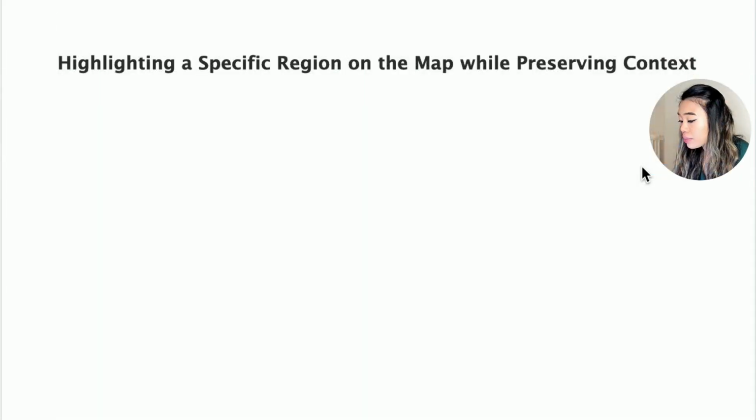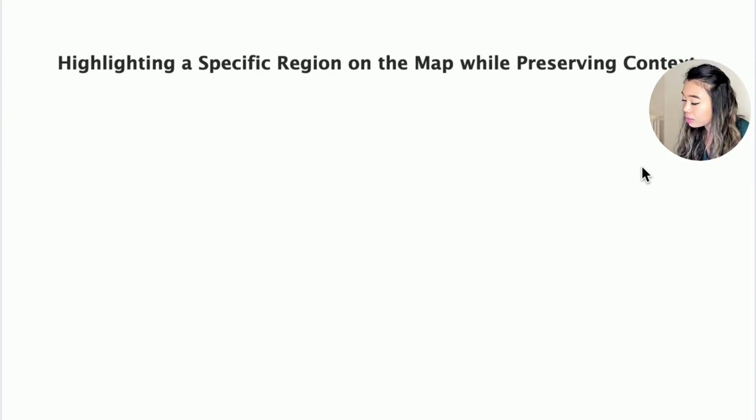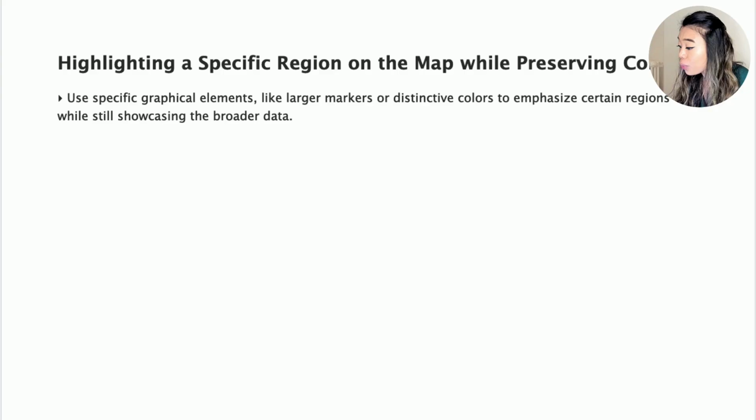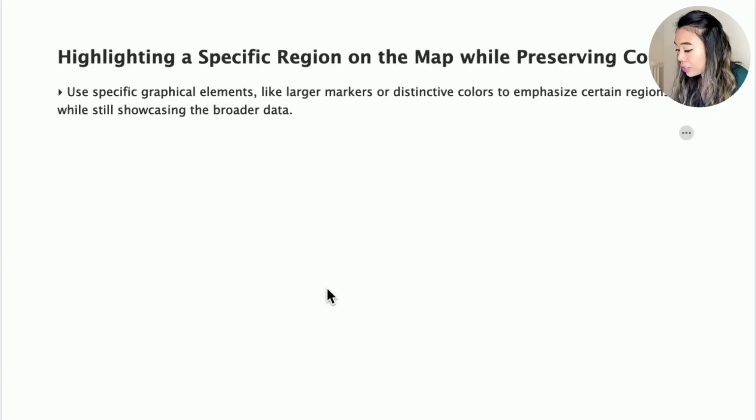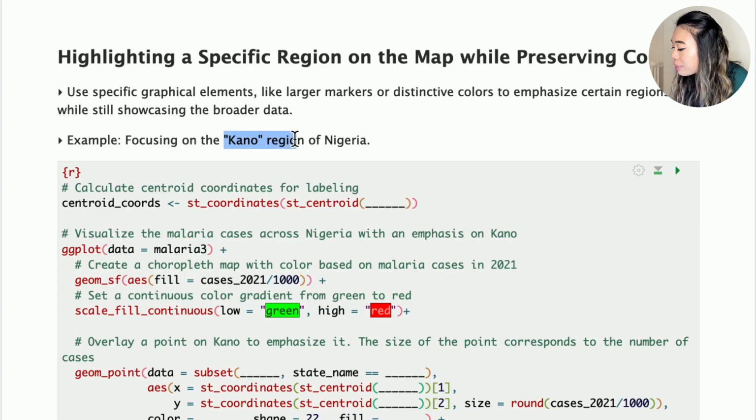Now, sometimes you might want to draw attention to a particular area or region on your map without omitting details from the surrounding areas. By using specific graphical elements like larger markers or distinctive colors, you can emphasize certain regions while still showcasing the broader data. To see this in action, we're going to focus on this specific region in Nigeria.